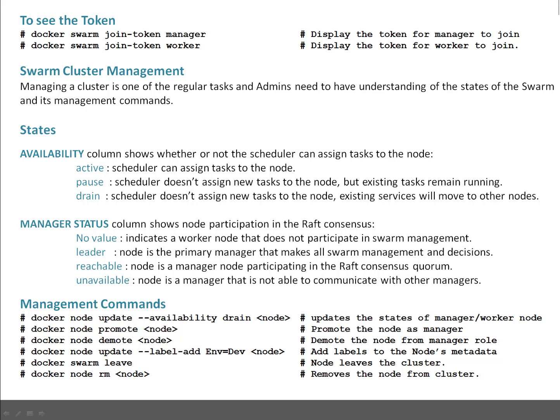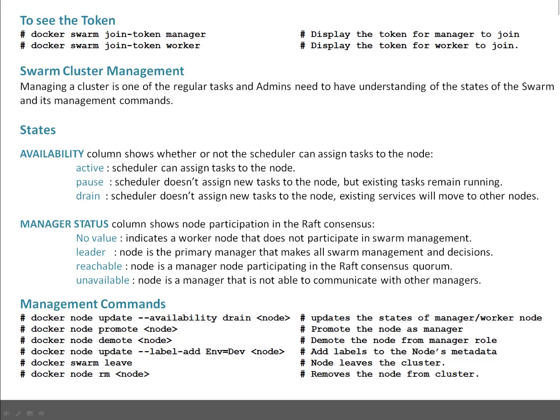That's the manager status column. If there is no value, that indicates a worker node that does not participate in swarm management. Basically, that's not a manager. Leader, as I mentioned, in a multi-manager configuration, one node can act as leader. It tells you this particular node is the leader, which is making all the decisions at present. The other managers would be available or reachable, but they will not be acting or taking decisions. In case the leader dies, the next manager server can take the role of leader, but only one leader at one time.